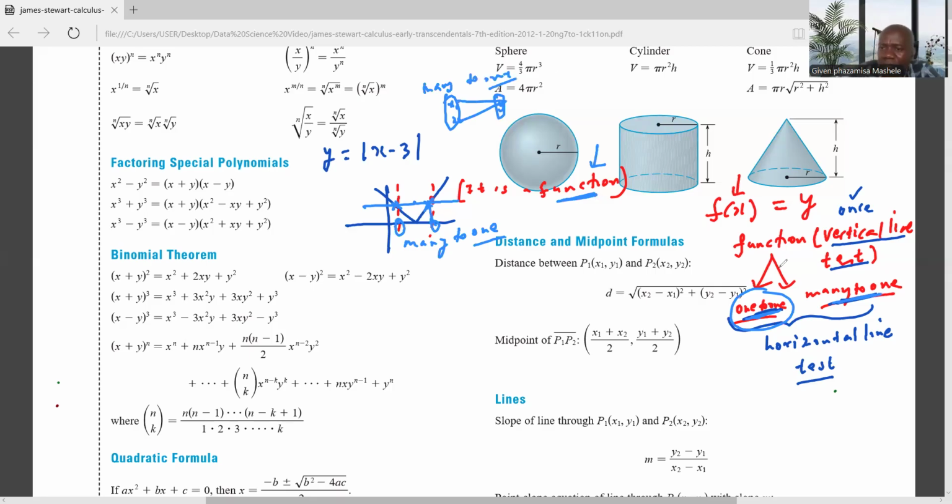And remember, something that is not a function means it's not a one-to-one and it's not a many-to-one. It's a one-to-many, or many-to-many, but usually it's a one-to-many. Obviously, if we have a one-to-many, then this is not a function.